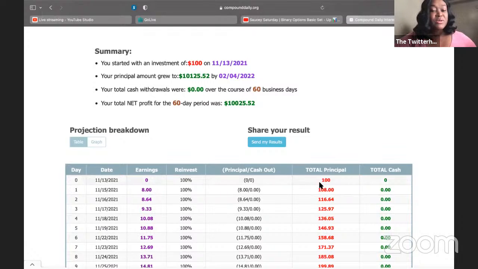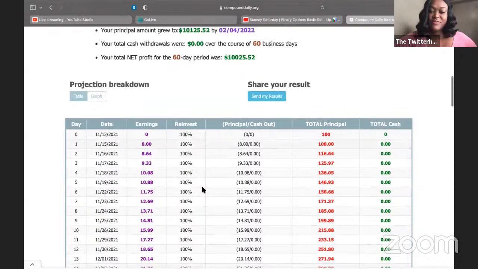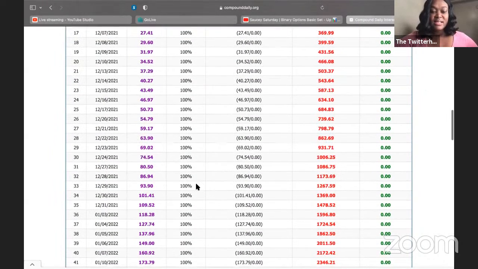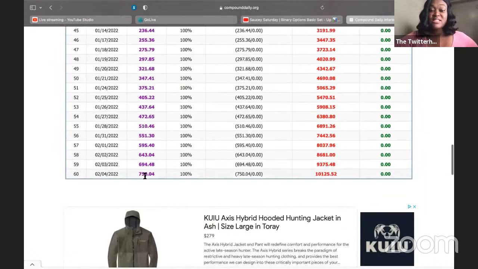Day one, 8% of $100 is $8. So you just need to make $8 and then you can be done with trading for the day, right? Fast forward to day 30 and 8% is now $74.54. And on the last day, 8% is $750.04.